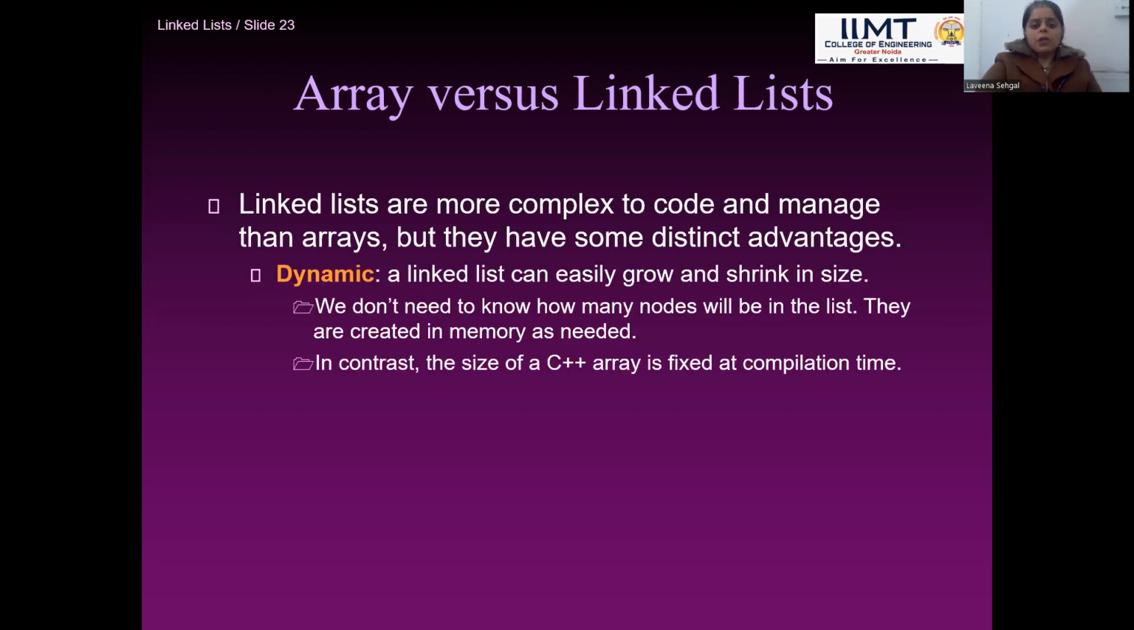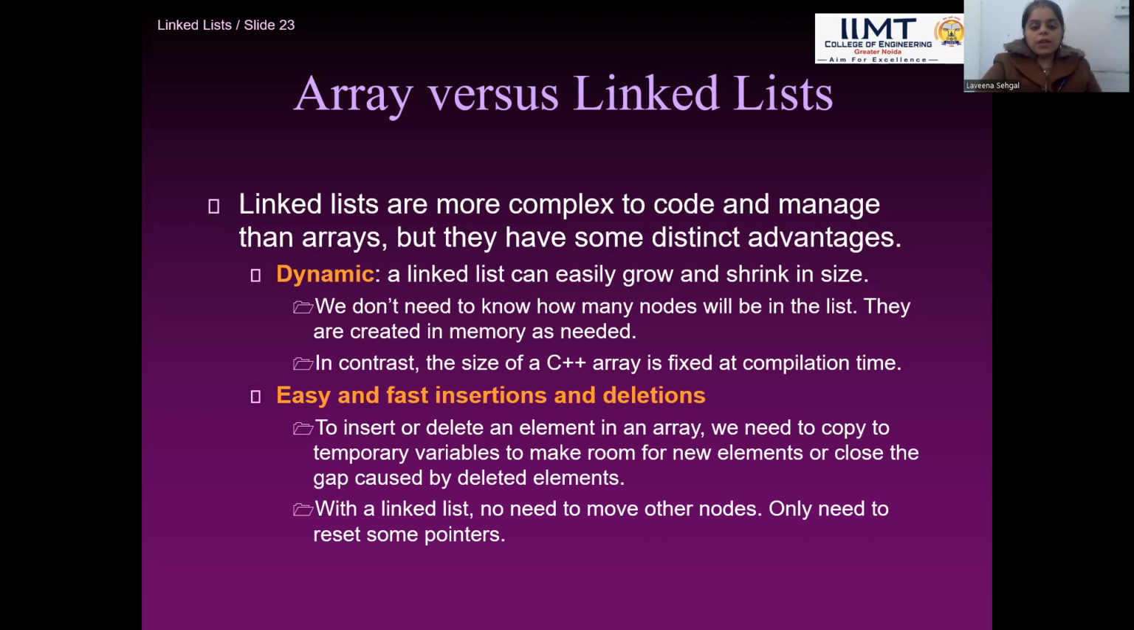Linked lists are dynamic, which means they can easily grow and shrink in size. We don't know how many items will be in the list. They are created in memory as needed. In contrast, the size of a C++ array is fixed at compilation time, so we can't insert into the array beyond that. We have to first increase the size of the array and then insert. Linked lists also give easy and fast insertions and deletions.